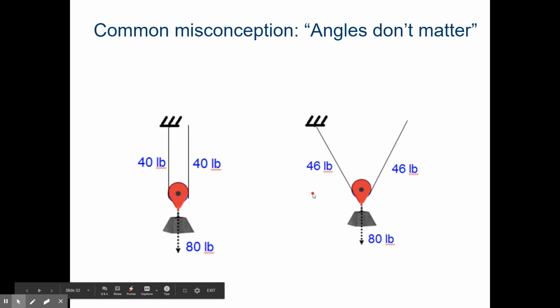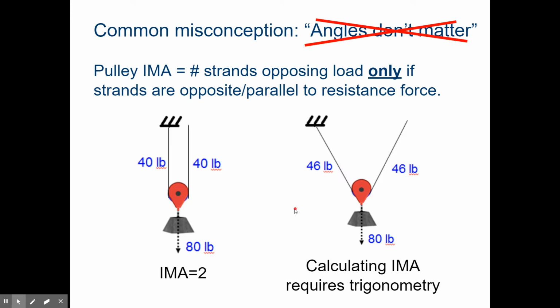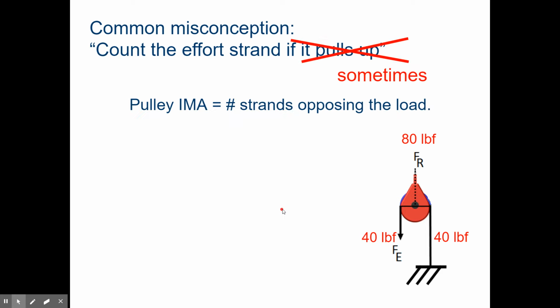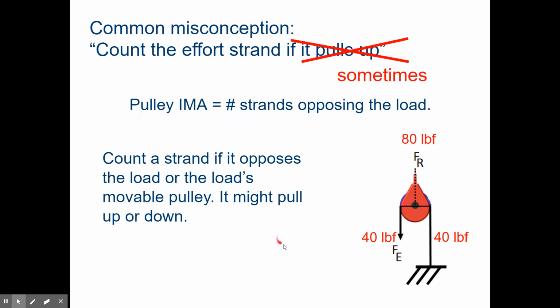Okay, some common misconceptions. Got 2 more slides here. One is that angles don't matter. They do, but we're going to need trig to figure that out. Right now, we're just going to assume everything is going vertically. Another common misconception is to count the effort strand only if it pulls up. Not true. Effort strands could pull down. Sometimes we could pull down to lift a load.